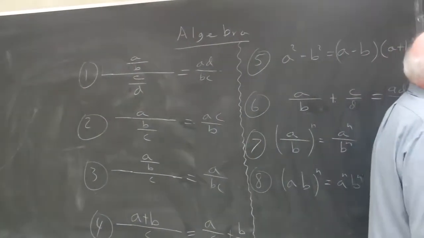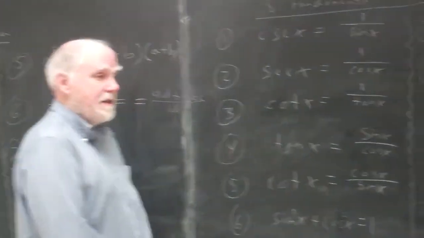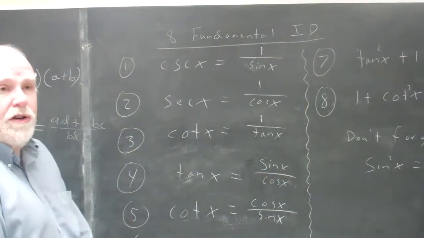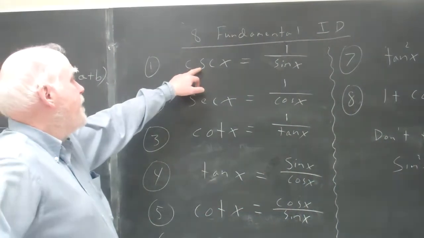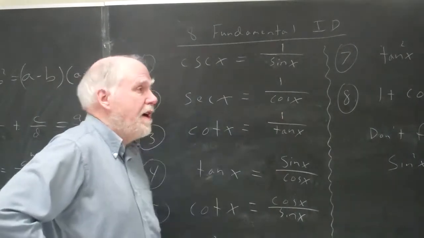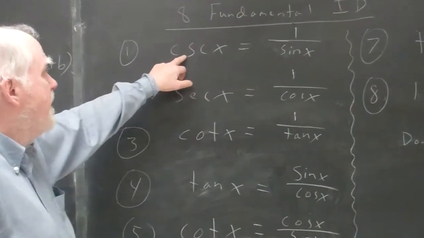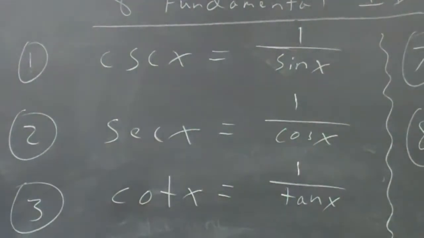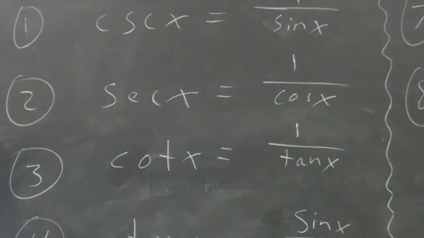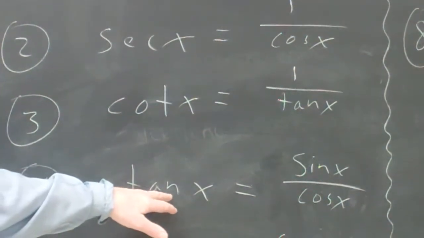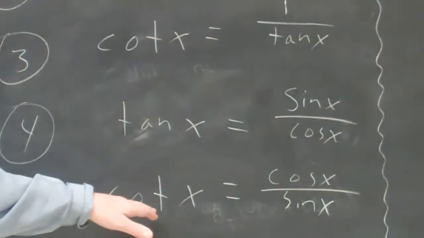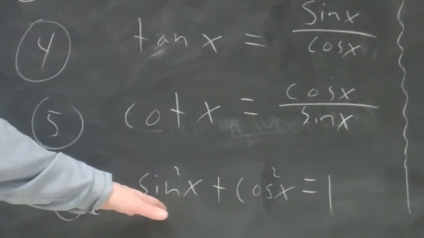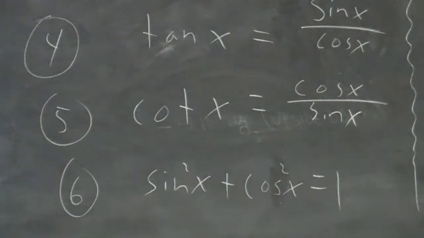Now we're going to come over here and we're going to look at the 8 fundamental identities. In class, I usually prove these. I'm not going to prove them here because I just want you to know what you need to know. By definition, the cosecant is the reciprocal of the sine. So that comes out nice and neat like that. Cosecant equals 1 over sine. Secant is also the reciprocal of the cosine, so it looks like that. Cotan is the reciprocal of the tangent. And it's very simple to prove that tan x is sine x over cosine x, and cotan x is cosine x over sine x. And then we have the Pythagorean identity, sine squared plus cosine squared equals 1.